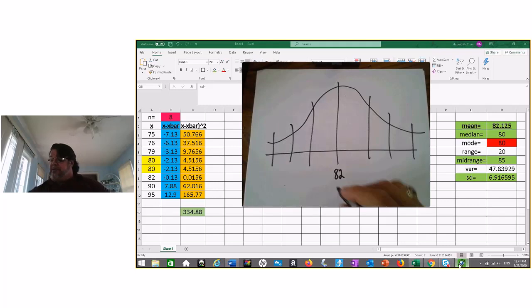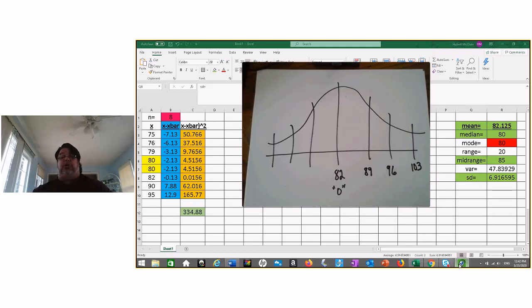Now think of this as 0 on the number line. What do you do to the right of 0 on the number line? Do you add or subtract? You add. So that's going to be 82 plus the standard deviation of 7, so that's going to be 89. Plus 7 is what? 96. 96 plus 7, 103, yeah.